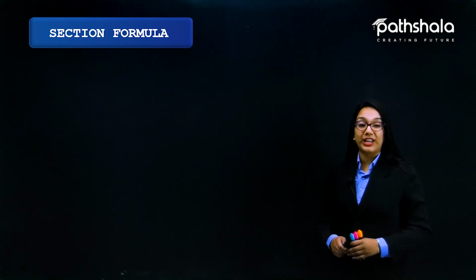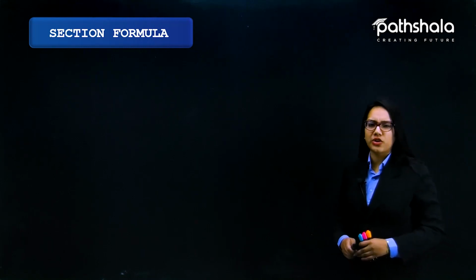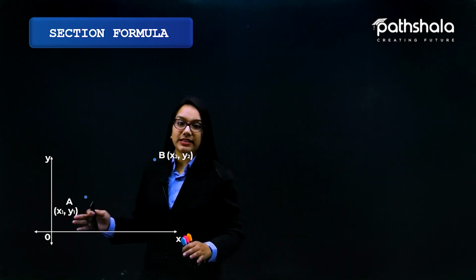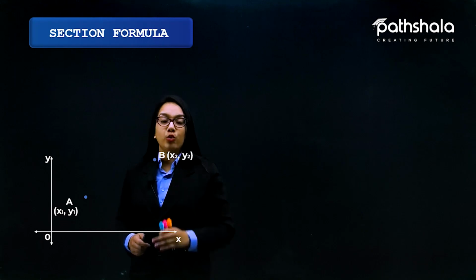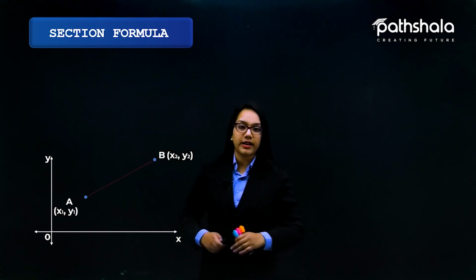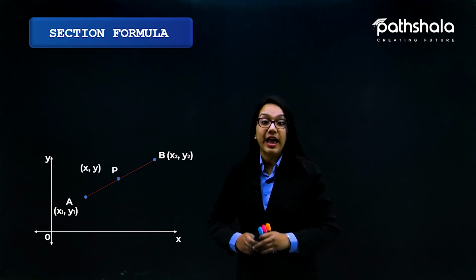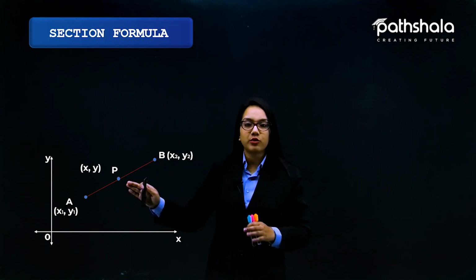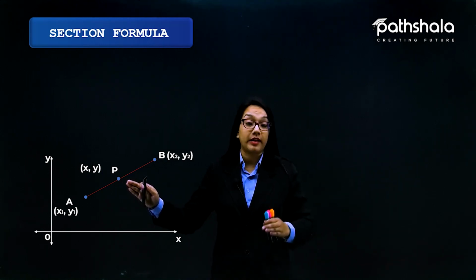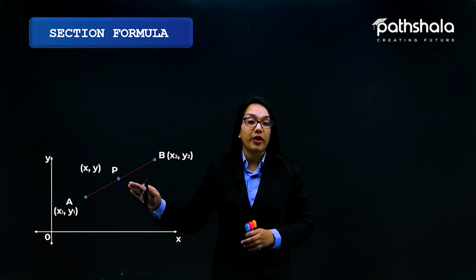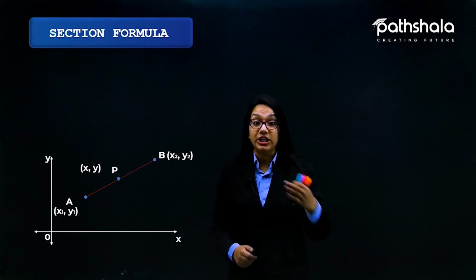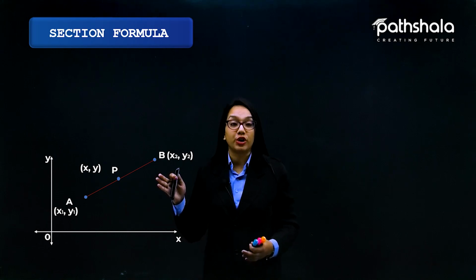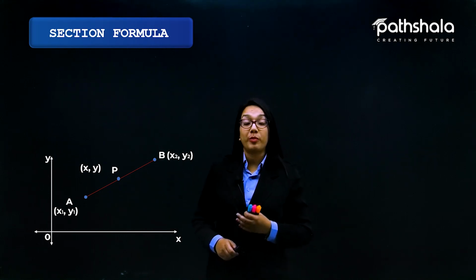Let us suppose I'm talking about the general condition, and we have the XY plane with X and Y axes and two points A and B, whose coordinates are X1 and Y1. If I join these two points and take any particular point P, just like the case of the relay tower, I want to find the coordinates of the point P, that is X comma Y, with the condition that the point P divides AB in a particular ratio. Let us call that ratio M1 and M2.